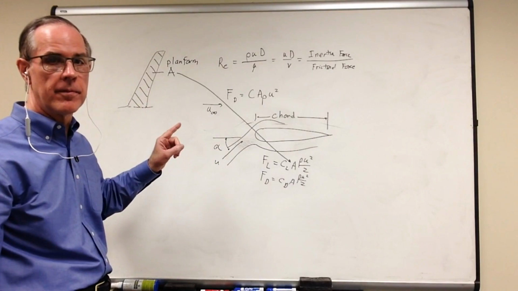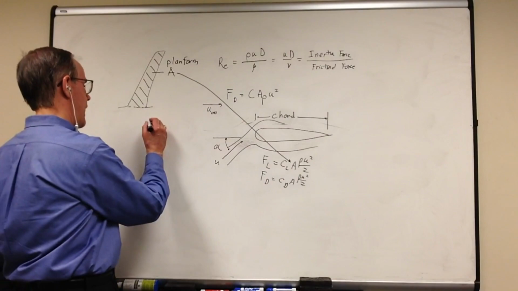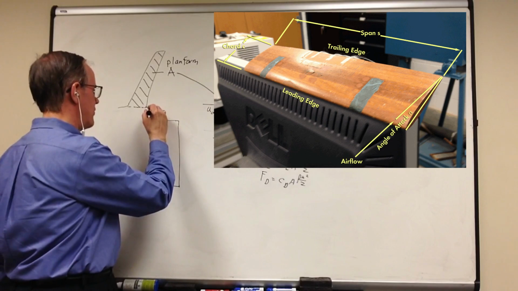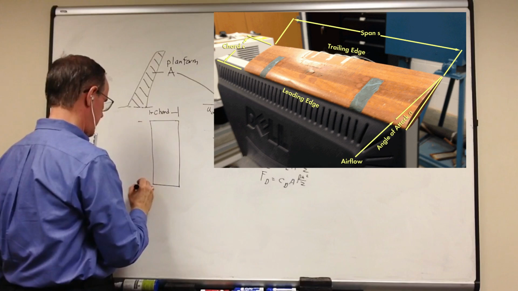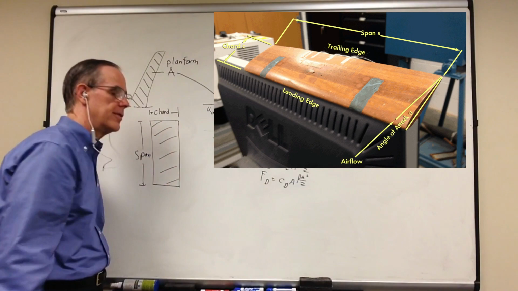Now, that being the case, in the case of the airfoil that we run in this wind tunnel, it's more or less rectangular. Well, it was rectangular a long time ago, and I actually have photos of this. And this is the span of the wing. The area is equal to the chord times the span for a rectangular wing.